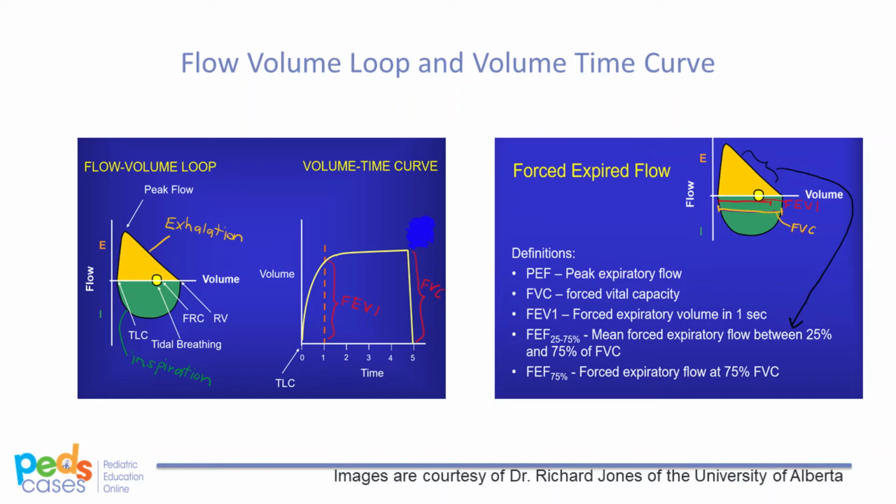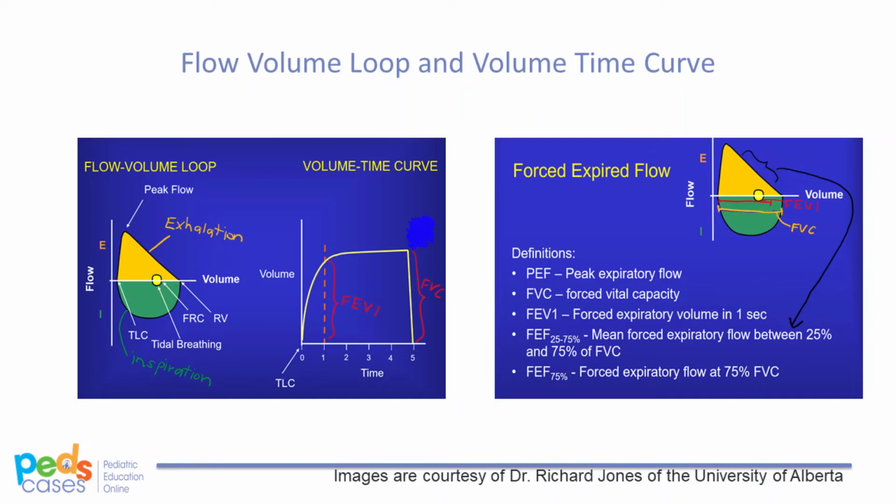Now, there's the peak expiratory flow rate. This is the highest flow rate during the forced vital capacity maneuver, and it's literally the peak that you see on the expiratory flow curve. There's the FEV1, which is the forced expiratory volume in the first second of the FVC maneuver. And this is exactly what it sounds like. It's literally the first second of the forced vital capacity maneuver. This volume is easily identified on the volume time curve.